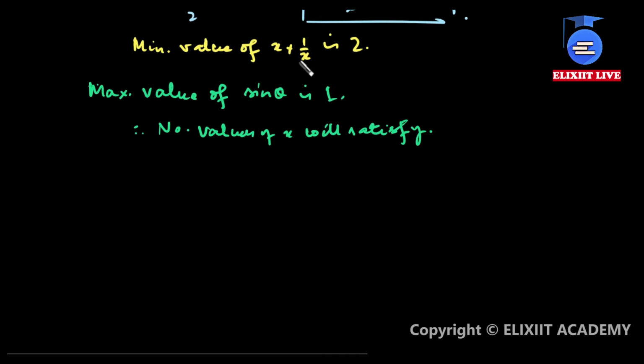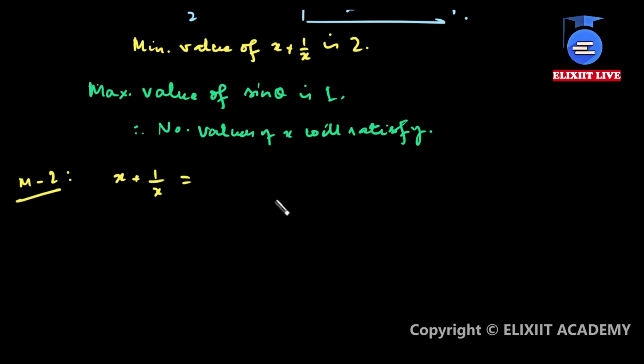I simply simplify this thing. It is a very logical method, and you will see it from here itself. In method number 2, I have x plus 1 by x. What I do is simplify this. Let's do one thing: add and subtract 2.